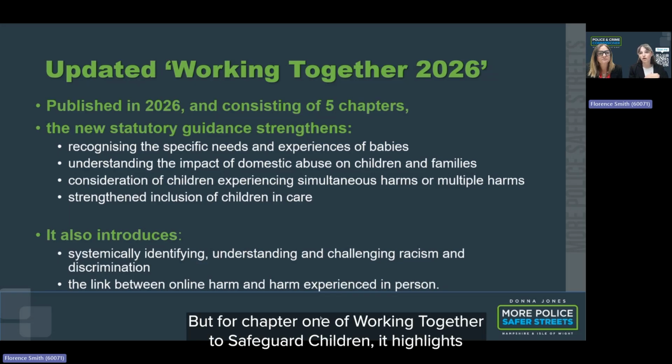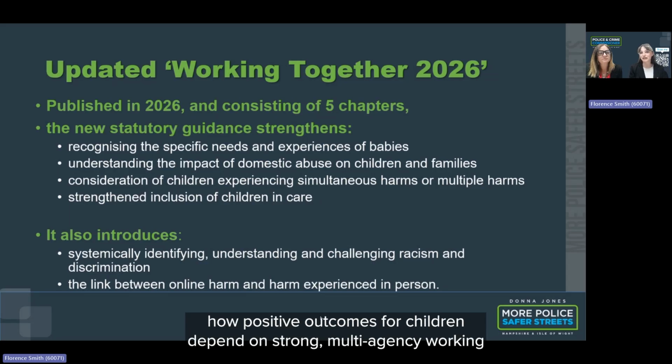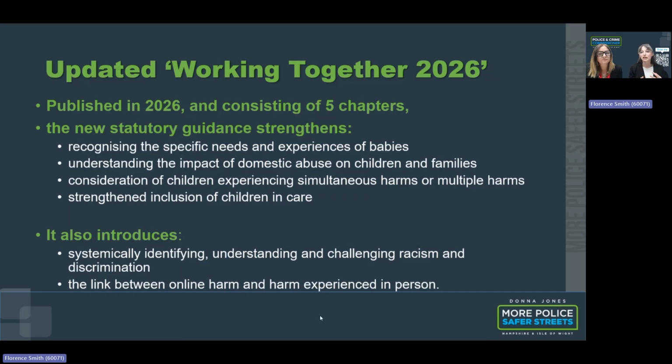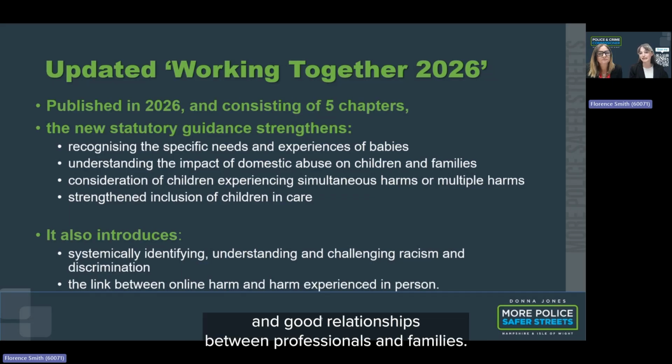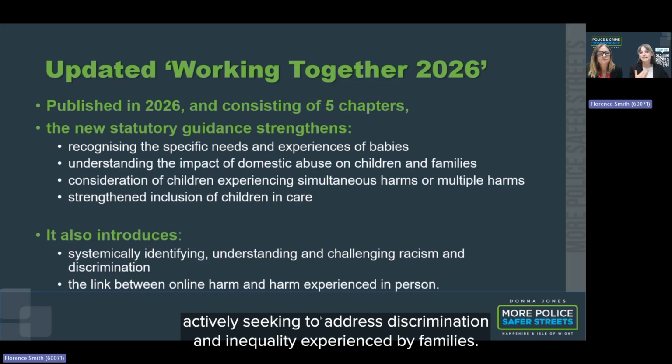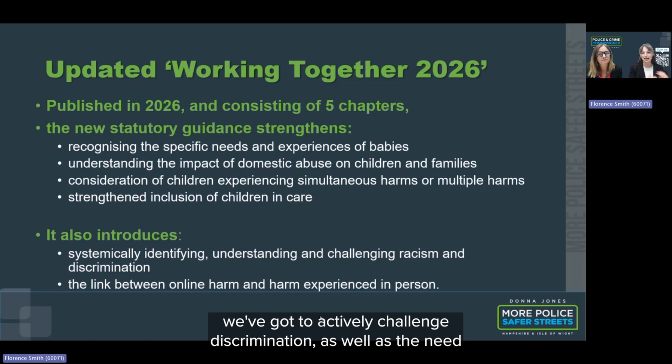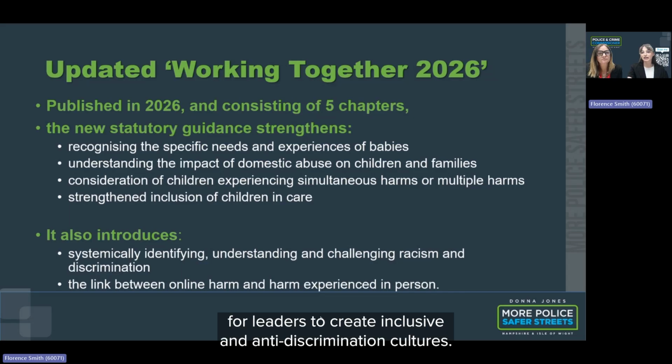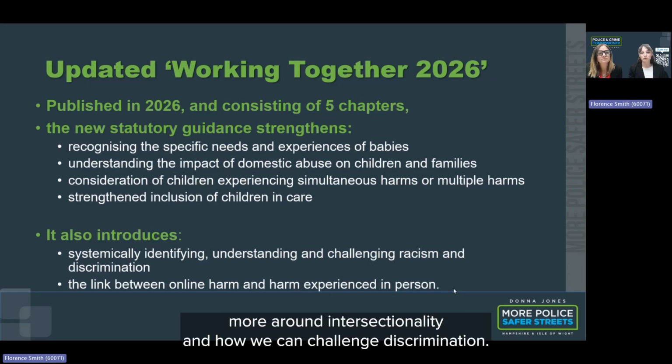But for chapter 1 of Working Together to Safeguard Children, it highlights how positive outcomes for children depend on strong multi-agency working and good relationships between professionals and families. This chapter adds information on the importance of agencies actively seeking to address discrimination and inequality experienced by families. So that's the really big change here, is we've got to actively challenge discrimination, as well as the need for leaders to create inclusive and anti-discriminatory cultures. So something there around learning a little bit more around intersectionality and how we can challenge discrimination.